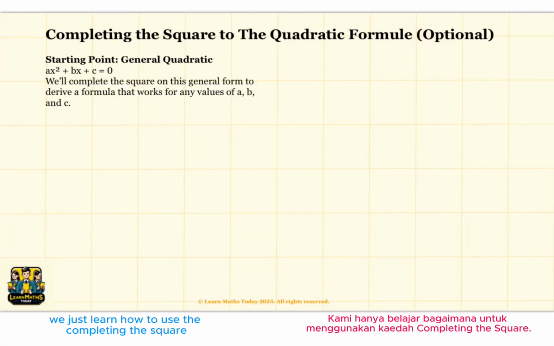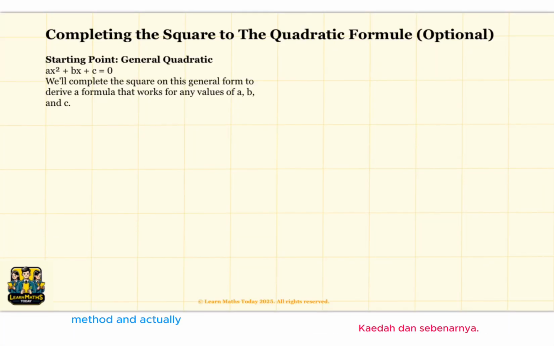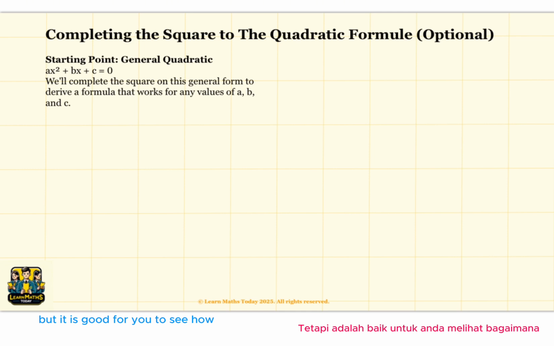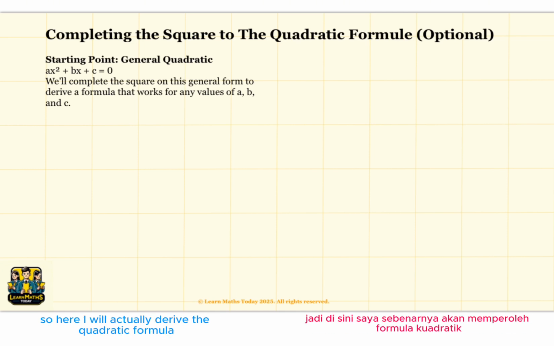Previously, we just learned how to use the completing the square method, and actually completing the square can lead us to this quadratic formula. This is a really very beautiful derivation in mathematics. This section is actually optional because in the exam, you will not be asked to derive this quadratic formula, but it is good for you to see how completing the square can lead to this quadratic formula. So here, I will actually derive the quadratic formula using what you have learned earlier on.